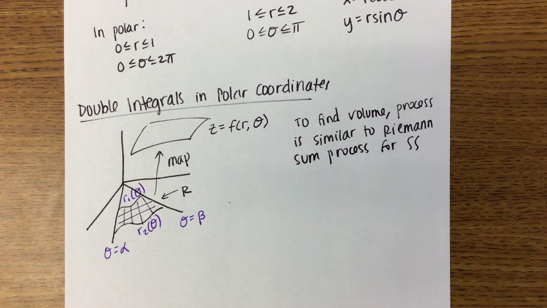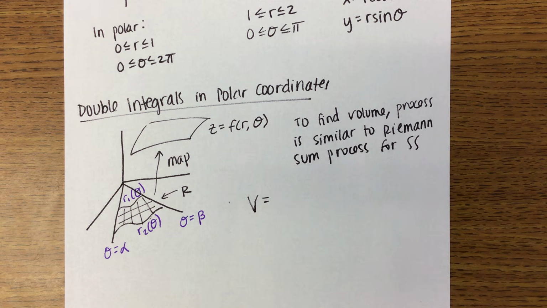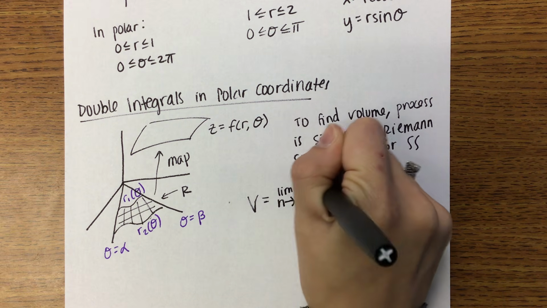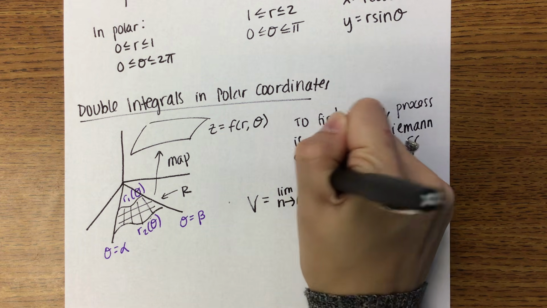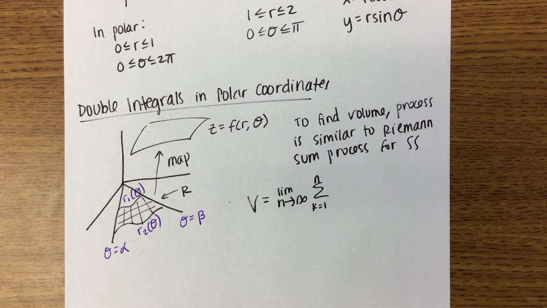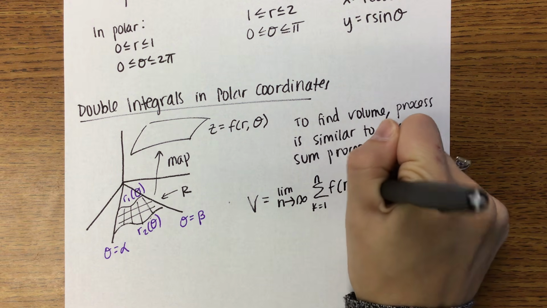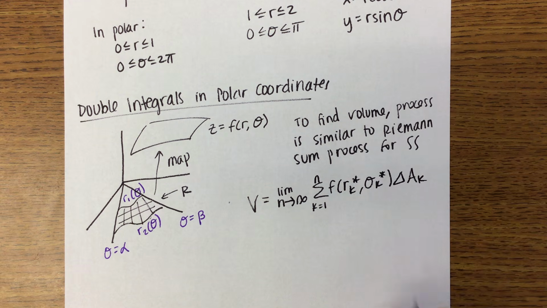Okay, so here's the idea then. Our volume is going to be the limit as n approaches infinity of the sum from k equals 1 to n of f of r of k star, theta of k star, delta A sub k.